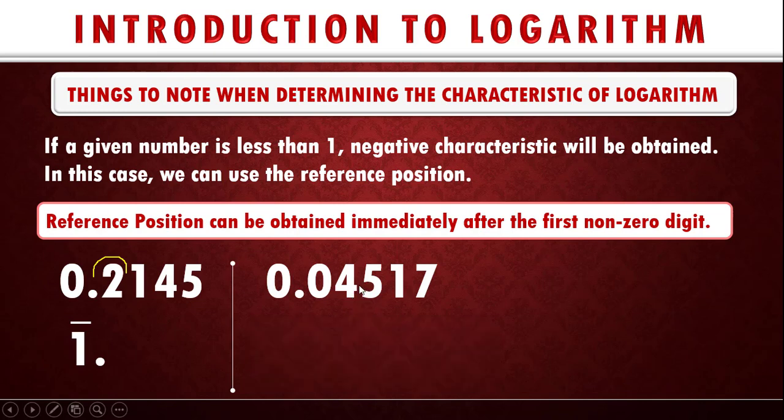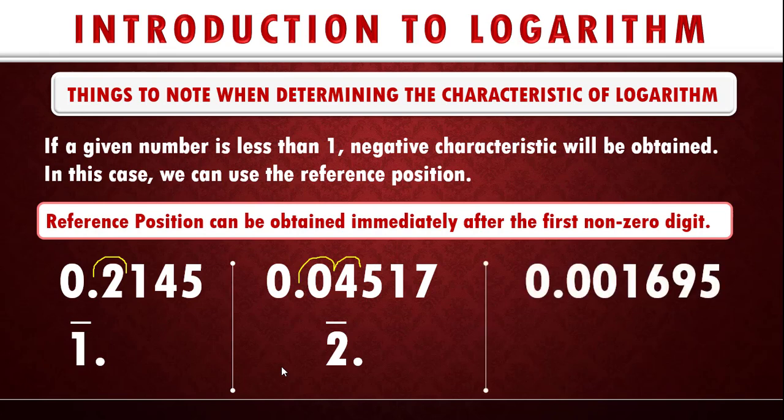So all we need to do is to count from our decimal point to that reference position. Counting from our decimal point, we'll have 1 and then 2, since we have our reference position here. So that means our characteristic will be bar 2, since we counted 2. Okay, let me also show you another one.